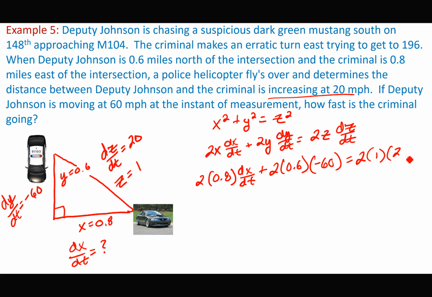dz dt, in this case, we do have a value, it's 20. So this is not like the ladder problem where it's held constant. This one, we know that it's increasing at 20 miles per hour. So we'd leave it positive. Okay, so we have this big long equation with only one unknown, and I will tell you that dx dt ends up being 70.